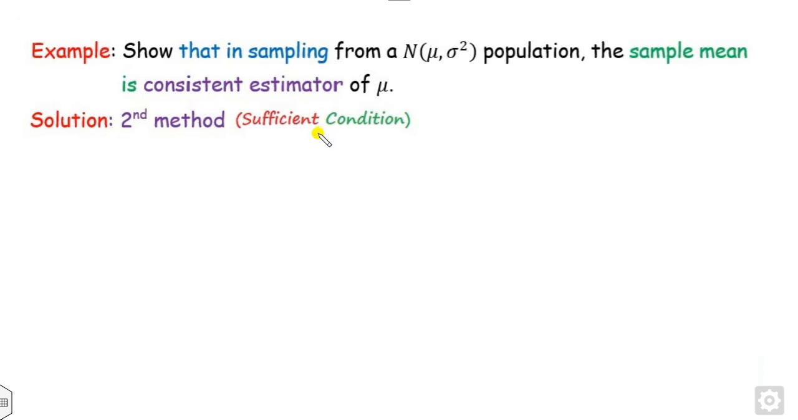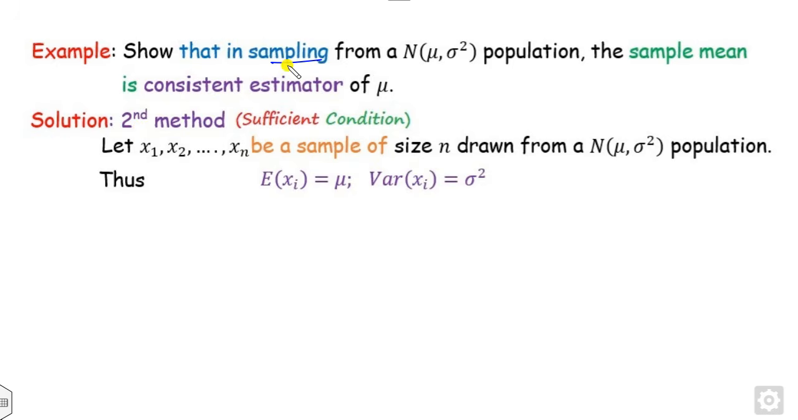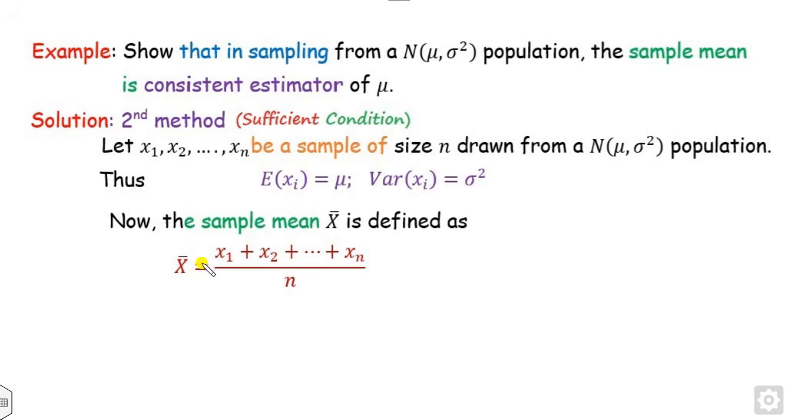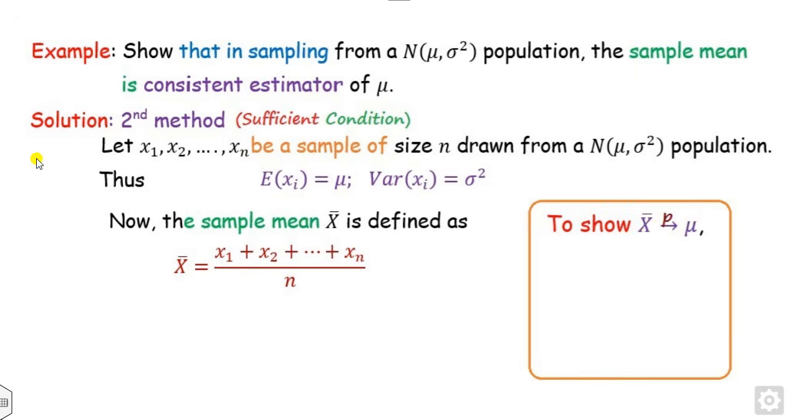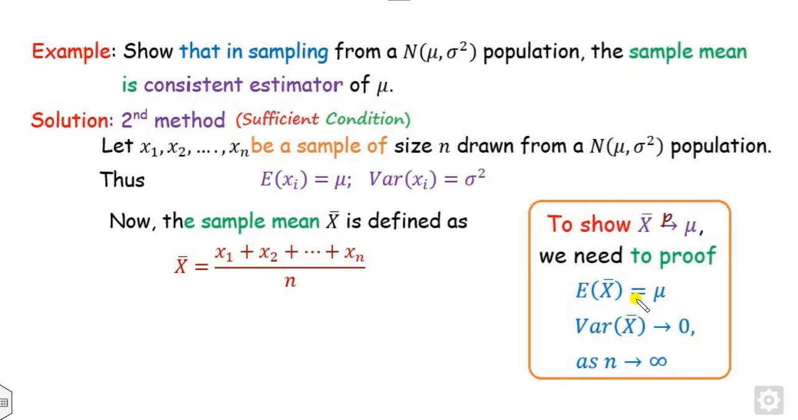Otherwise, you can prove it by a second method with the help of the sufficient condition. What is given to you is a sample from the normal distribution. So I can consider xi, a sample of size n from the normal distribution. It means each of the xi has mean mu and variance sigma square. Now, to prove that x bar is a consistent estimator, the sufficient condition is that we can try to prove that E of x bar is mu, because I need this mu, and the variance goes to 0 as n approaches infinity.